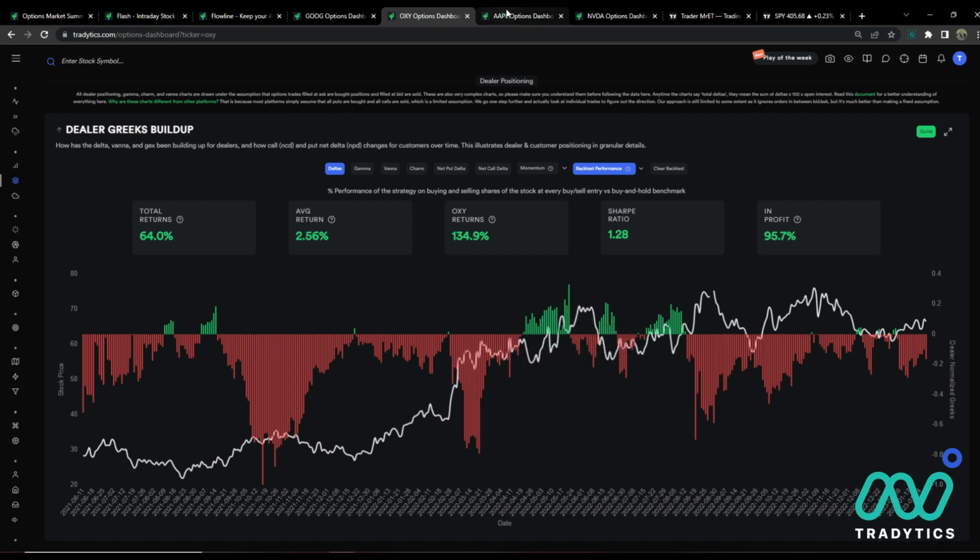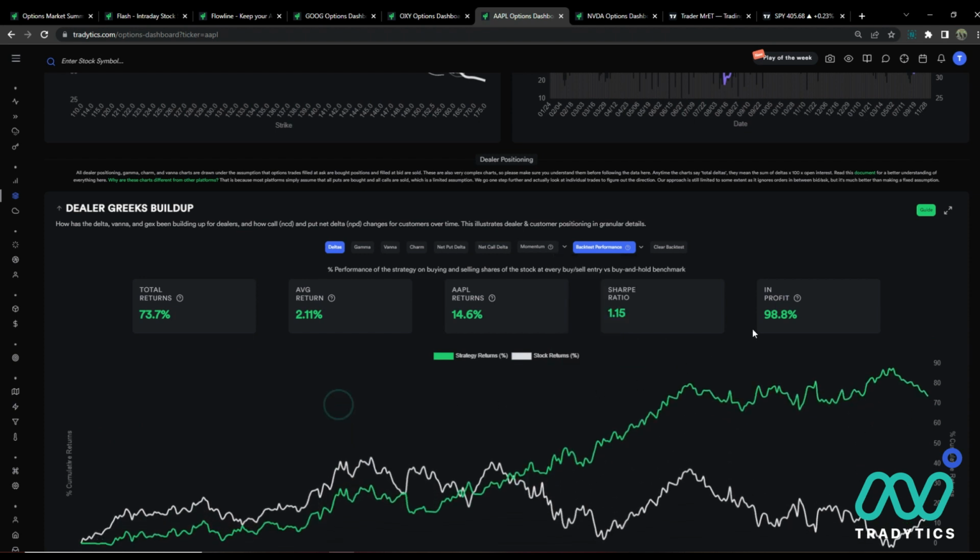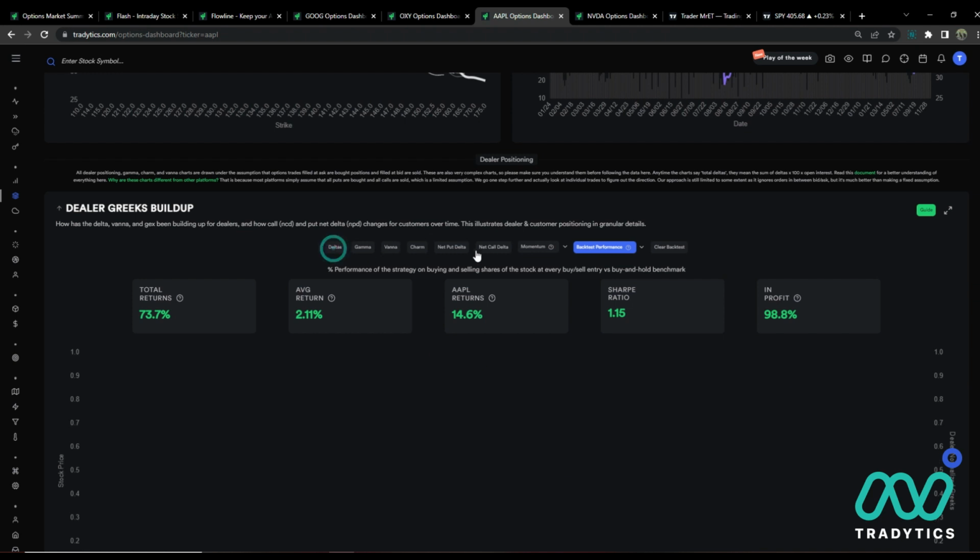Now we'll go to Apple next just to take a look. For the same strategy there, if we're looking to buy when we're under zero and short when we're greater than zero, the Apple backtest also turns up pretty well. These returns are pretty phenomenal. But we can do some other things here.